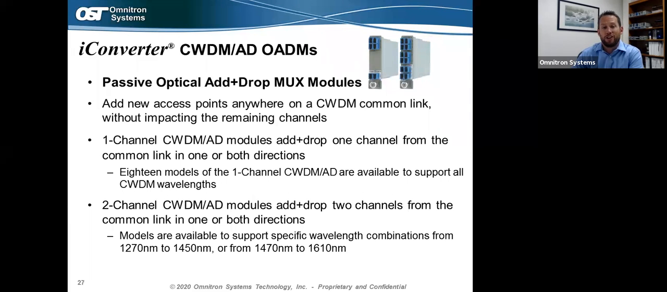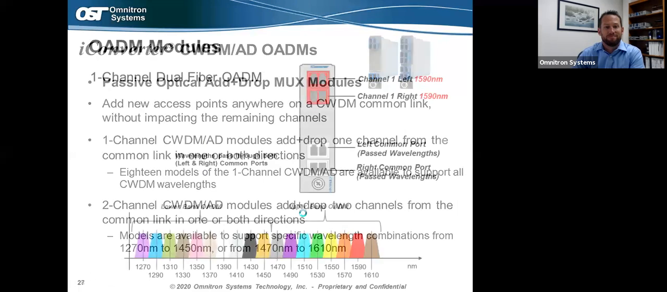So these are perfect for whenever you need to add access along a CWDM link without impacting those remaining channels. Omnitron makes these in the 1 and 2-channel add-drop mux options. On the single channel, Omnitron has 18 different models that support each individual wavelength. And on the 2-channel add-drop muxes, we have a combination of various 2 channels such as 1270 and 1450 or 1470 and 1610, so you can drop off these 2 channels at one location.